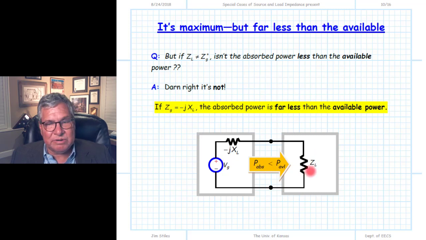If we set the source to anything else, we don't have a conjugate match, and the power absorbed by the load will be less than the available power. Again, this is the quandary. We have a situation where this solution, we say, is optimal. It maximizes the power absorbed by the load, yet the result is one where the power absorbed by the load is less than the available power. In fact, it's far less than the available power. So again, how do we make sense of this?